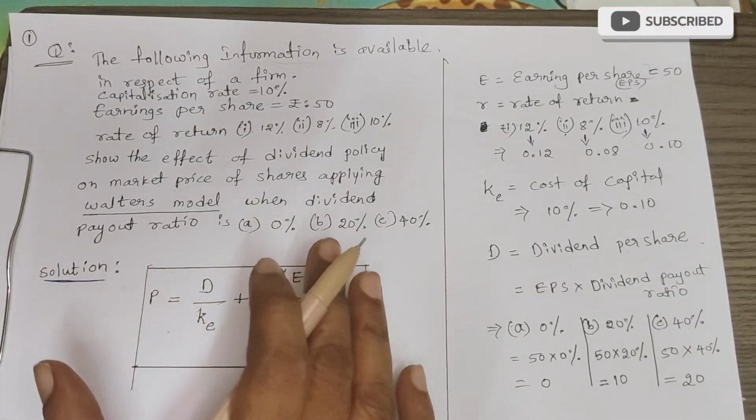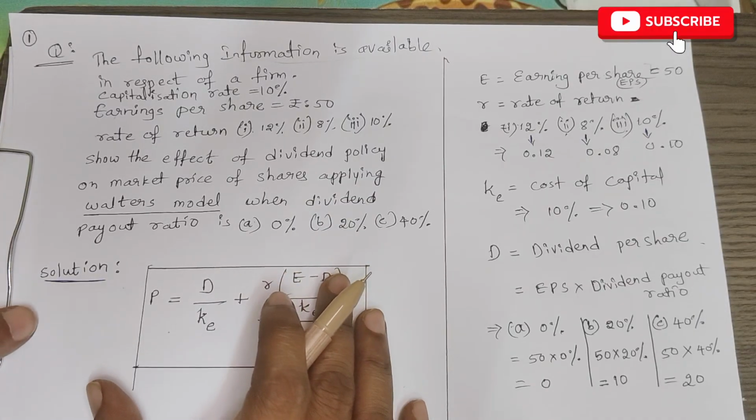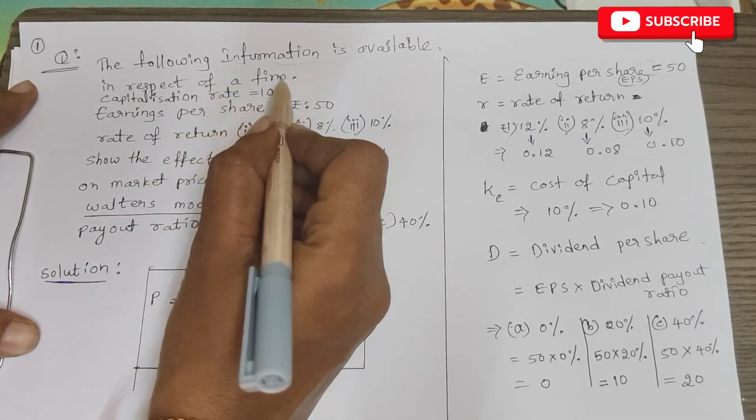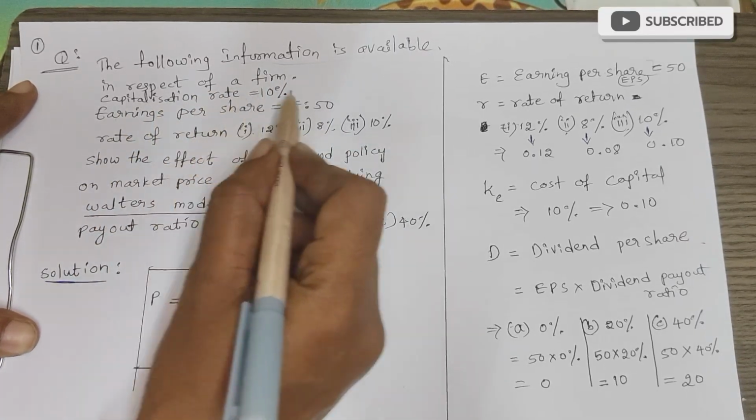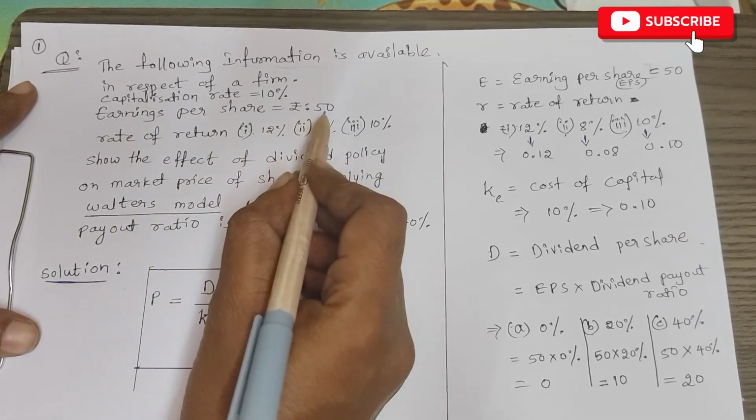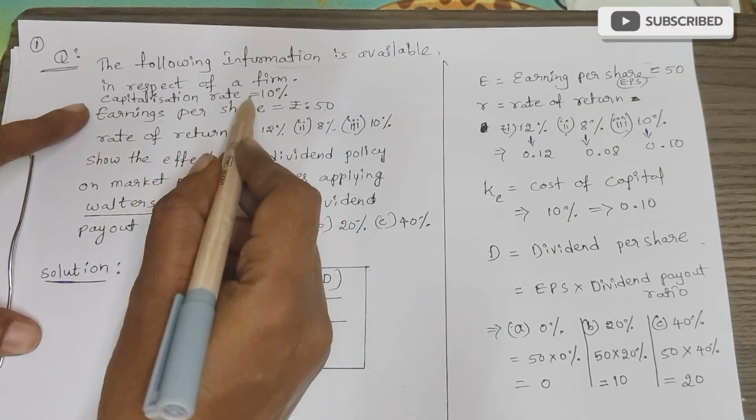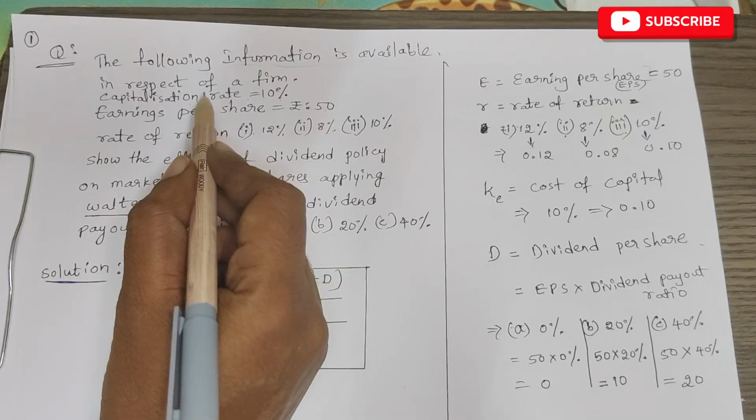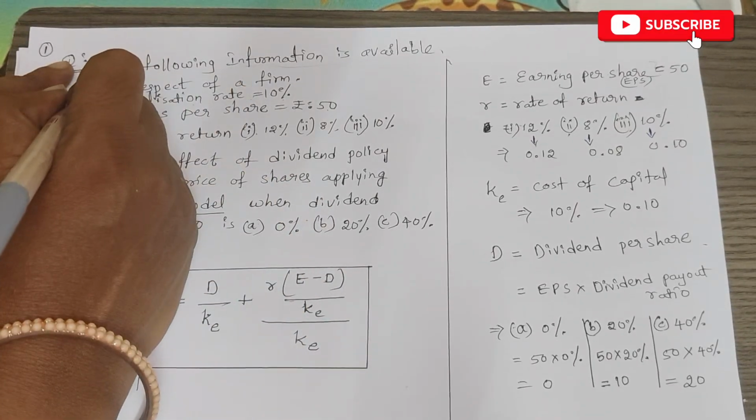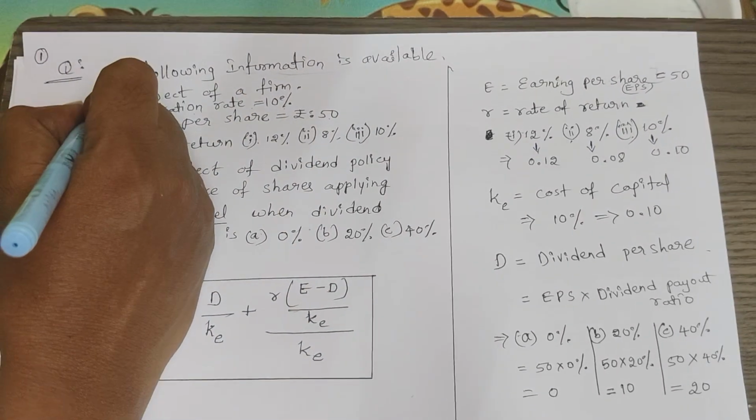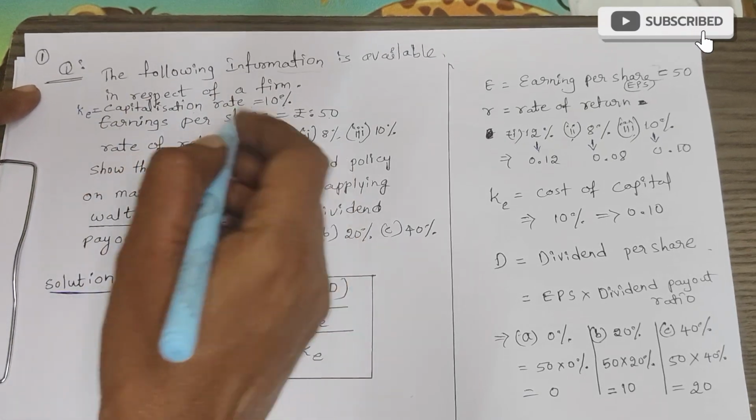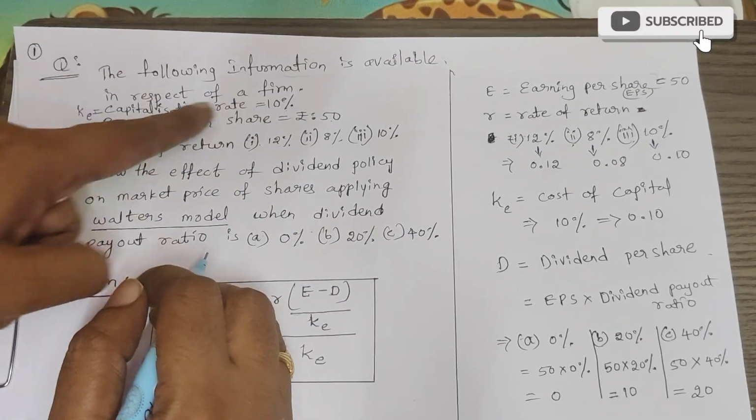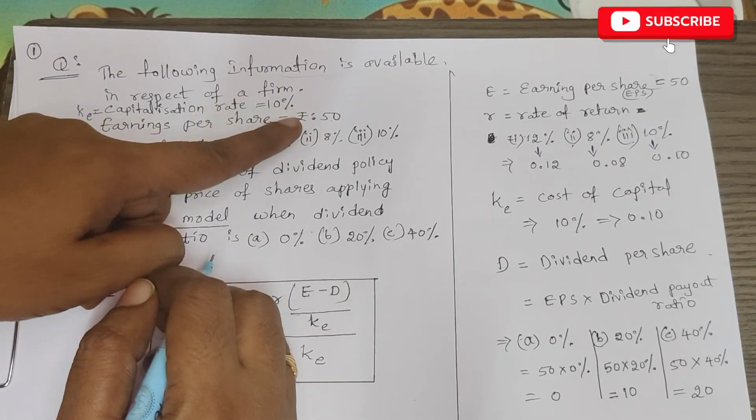Here we have one of the important questions in Walter's model. The following information is available in respect of a firm. Capitalization rate 10%, earning per share 50 rupees. Capitalization rate is nothing but cost of capital, which is nothing but KE. Earnings per share is nothing but E. KE is equal to 10%, E is equal to 50 rupees.